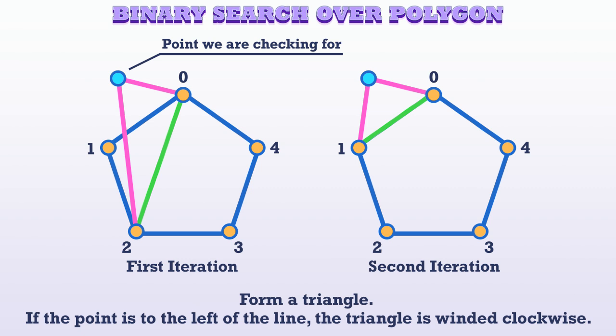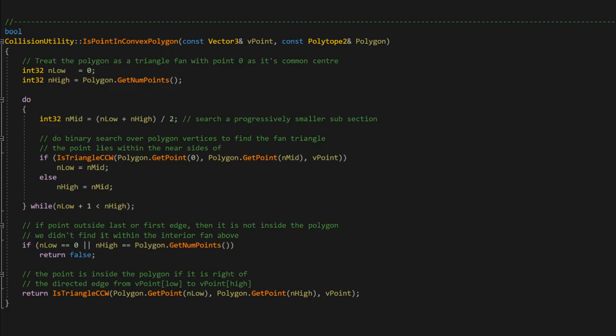The isTriangleCounterClockwise function is checking if the point is on the left or right-hand side of the line formed by the first vertex and currently set mid-vertex. If the point is on the right, the function will return true and increase the low value. If not, it will return false and decrease the high value, effectively halving the search space upon each iteration.